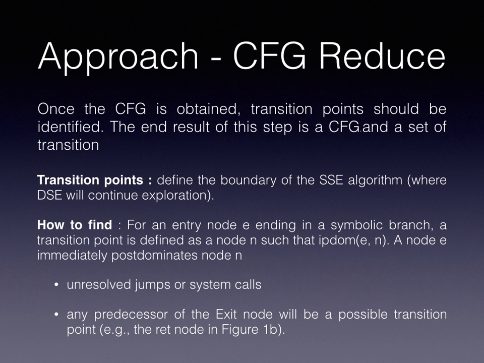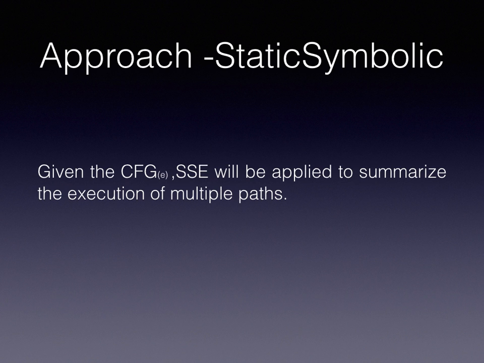And another type is any predecessor of the exit node, which will be a possible transition node. And then the third step is the static symbolic execution. Given the new CFG, CFGE, SSE will be applied to summarize the execution of the multiple paths. So that's the main function of this step. I'm going to get into more details and do more research about it in the later project.